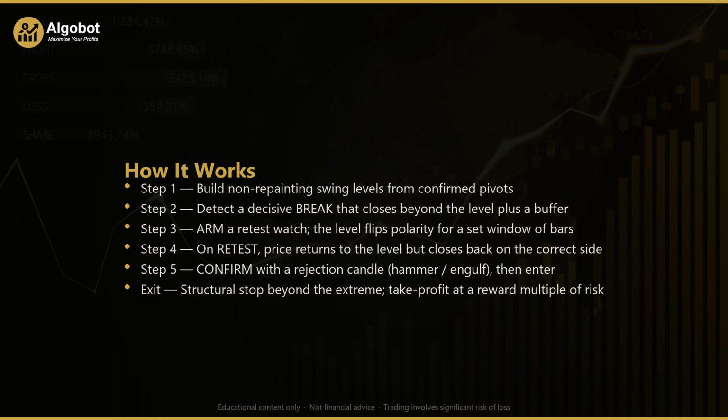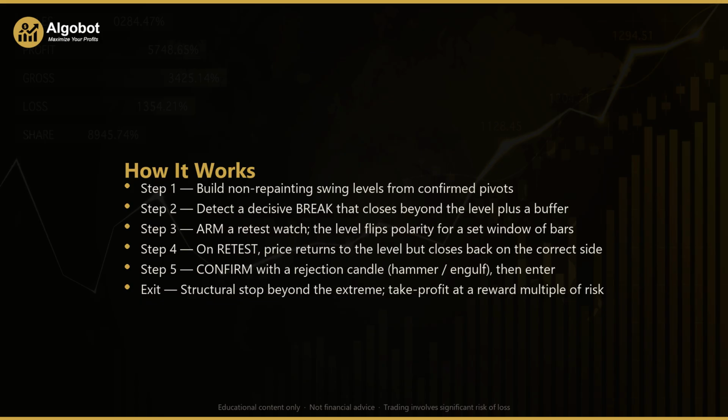A short setup is the perfect mirror image. A decisive close below support flips it to resistance, and the EA waits for a rally back that closes below the level with a bearish shooting star or bearish engulf before selling. Risk management is entirely structural and free of point size or ATR calculations.